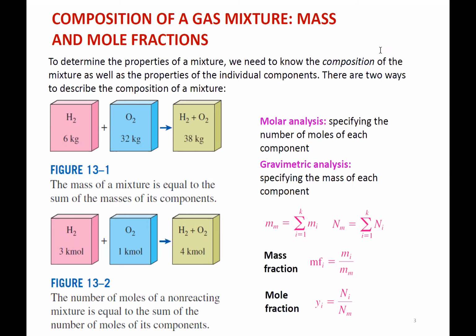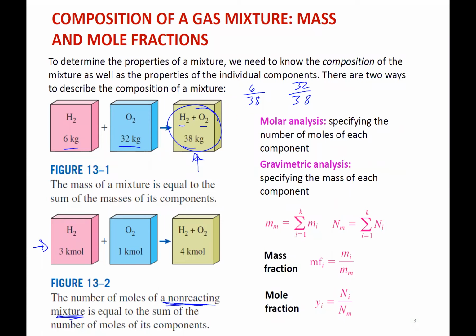Here with mass, conservation of mass holds, right? If we have a mixture of hydrogen and oxygen and it's 38 kilograms, it can be made up of 6 kilograms of hydrogen and 32 kilograms of oxygen, which you sum to get 38. The mass fraction for the hydrogen would be 6 over 38, and the oxygen would be 32 over 38. You can calculate that out, and that would be the mass fraction for each of those components in the total mixture.